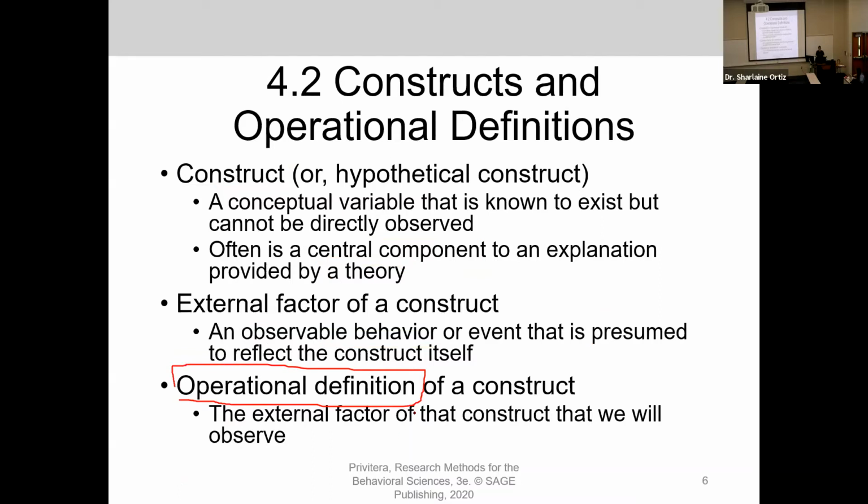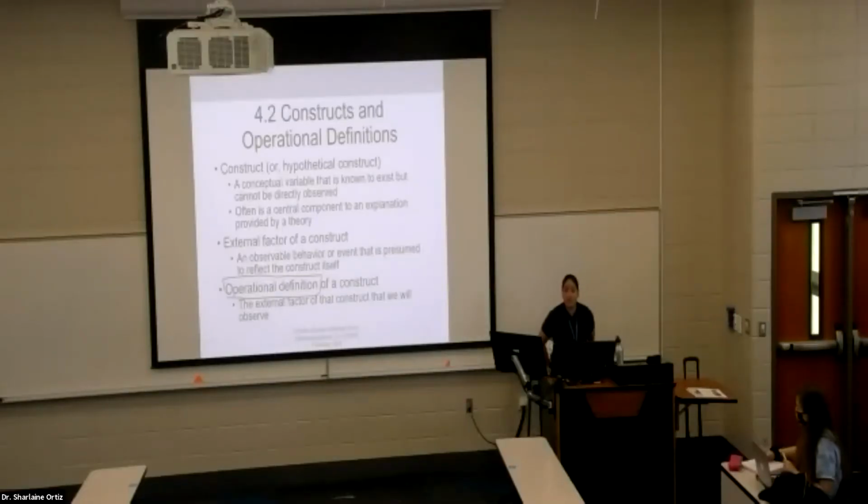An operational definition, simply put, is what operations we are going to conduct to measure or define this external factor that we are trying to observe. So that's the definition of the term, right? An operational definition is what operations I am going to conduct that will allow me to measure this construct.